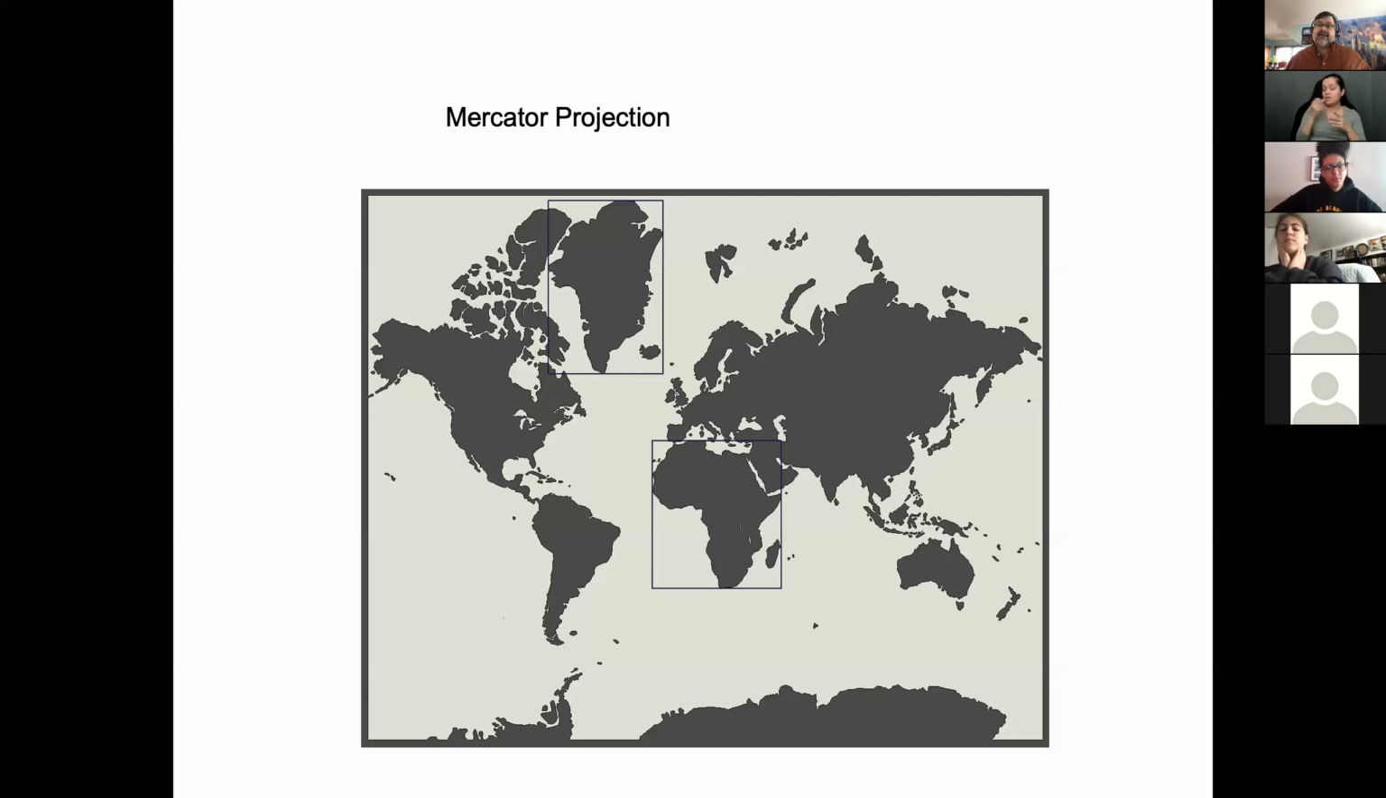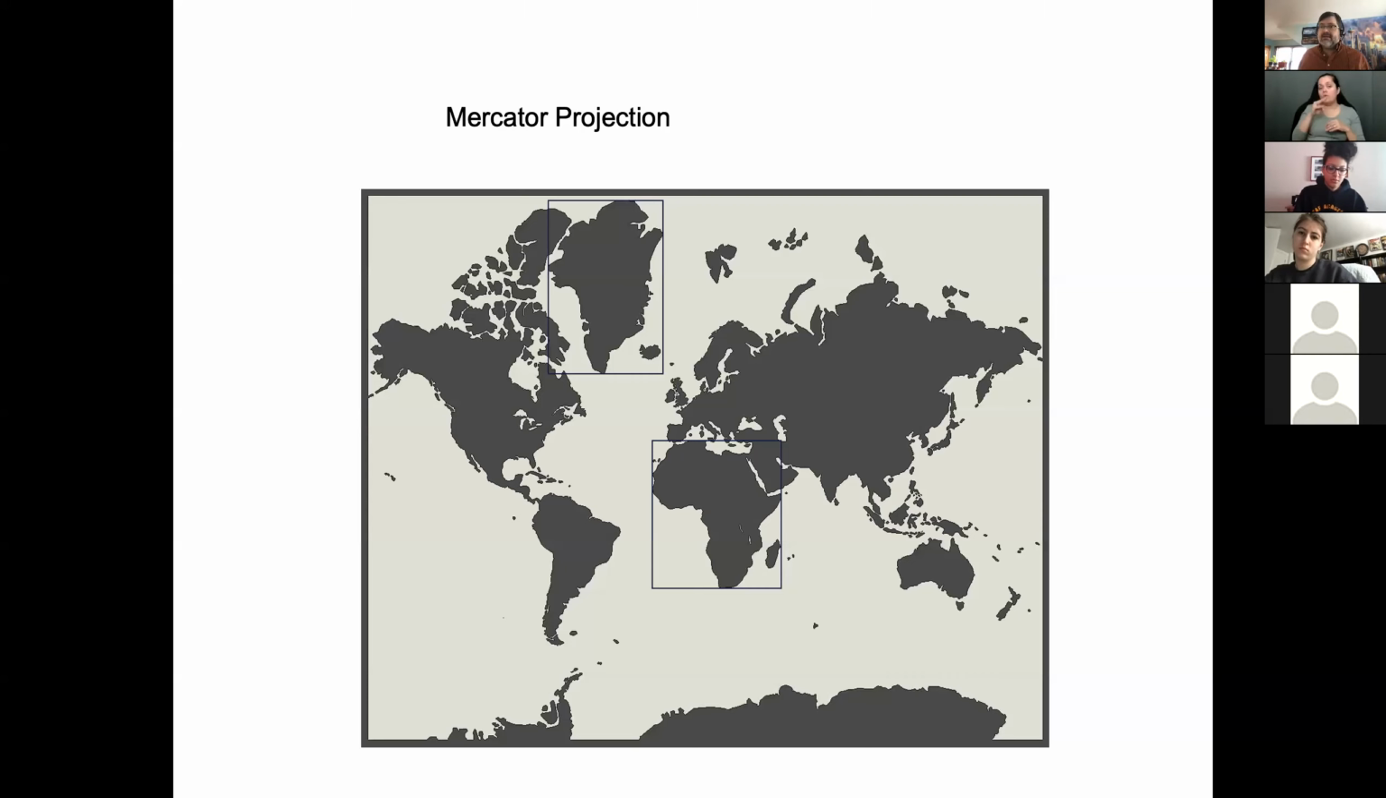So we might like the shape of countries to be correct. Indeed, in the Mercator projection, the shape of the countries, those are correct, but the size of the countries are wrong. Maybe we'd like the size to be right. If the size is right, then the shapes might be wrong. Maybe we'd like directions on the map to be correct. Then something else is going to be wrong.